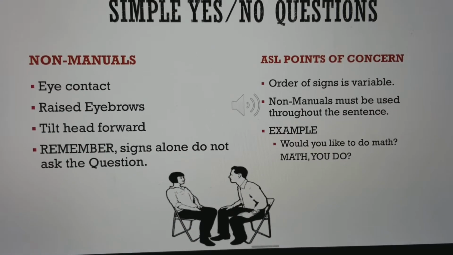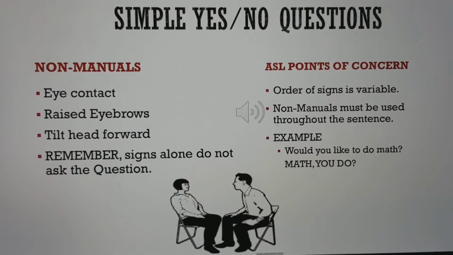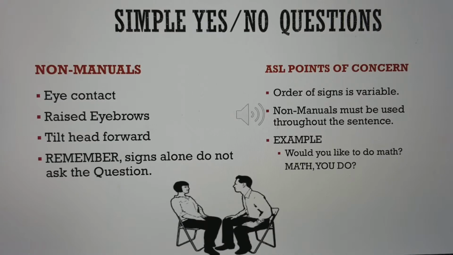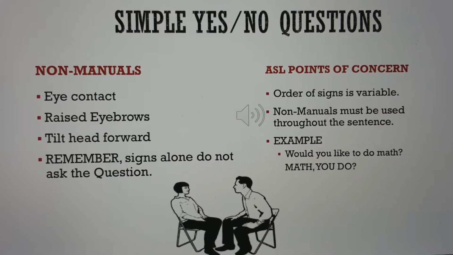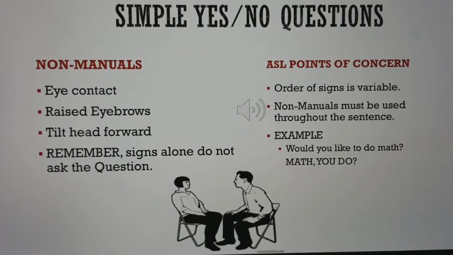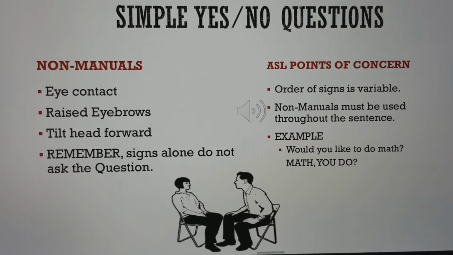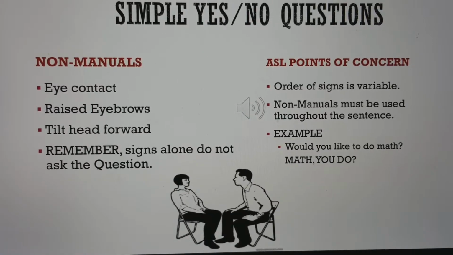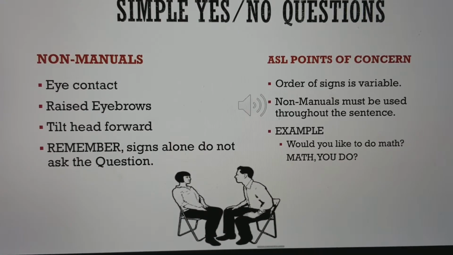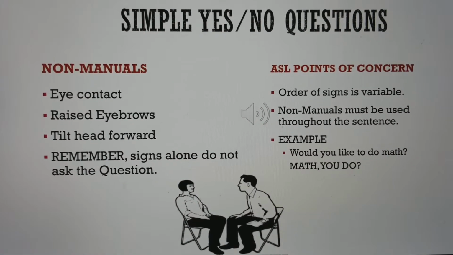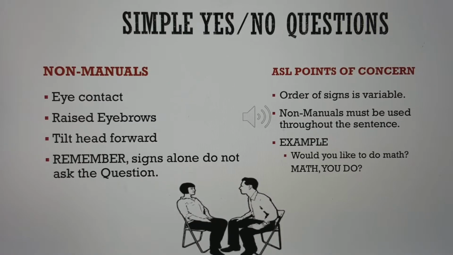An example I have here would be, would you like to do math? And they would just be saying math, you do. And it's important here that you use your non-manuals, which would be the eye contact, the raising of the eyebrows, that tilting the head forward. And remember that the signs alone don't ask the question. There's a high importance given to the non-manual when addressing somebody with a simple yes-no question.